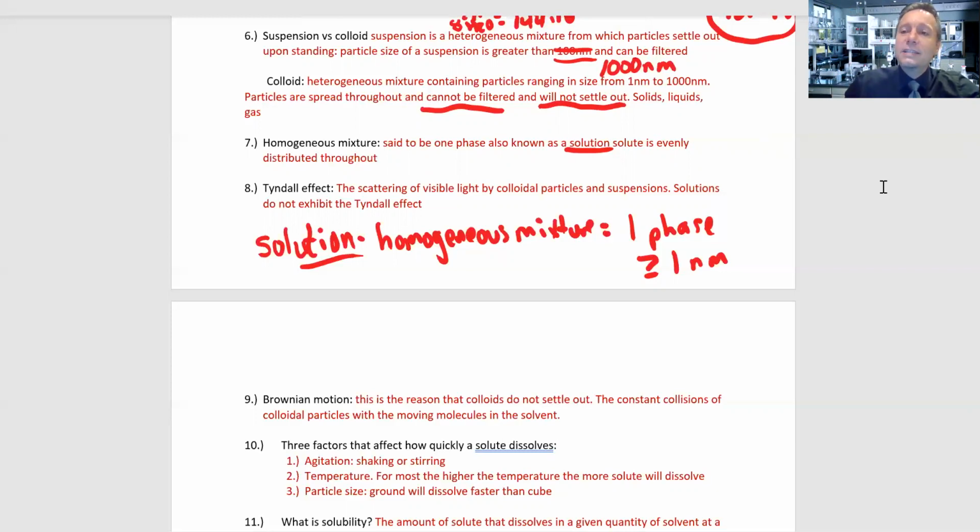And please notate that, because a lot of students said they saw the Tyndall effect in a solution. You cannot see the Tyndall effect on a solution. It is only on a suspension or a colloid. And it's because these particles are being struck by the light and you can see distinctly the light coming through.